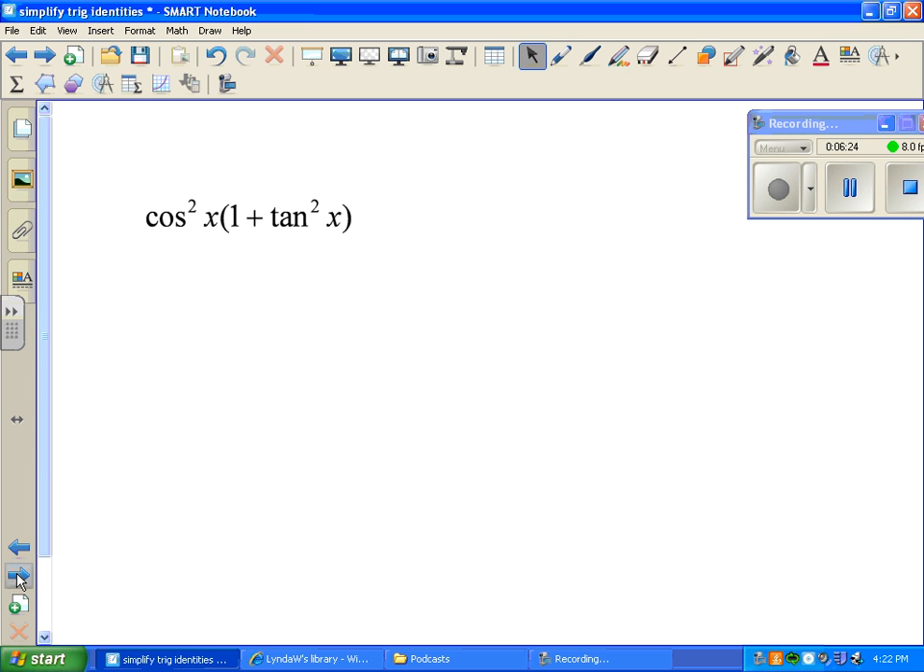All right, here's an example where there might be two obvious ways to start it. And if I give my students something like this on a test or quiz, I might have to grade it both ways. Your first instinct might be to do the distributive property. So if you do the distributive property, you get the cosine squared of x plus the cosine squared of x times the tangent squared of x. That doesn't really make the problem smaller though.